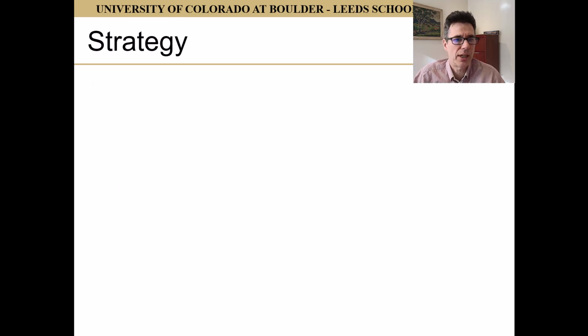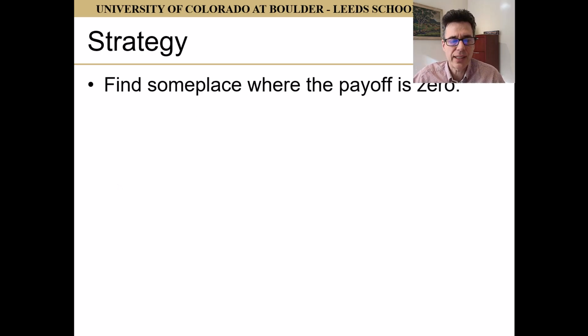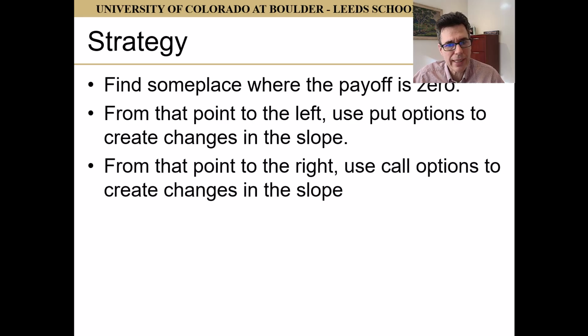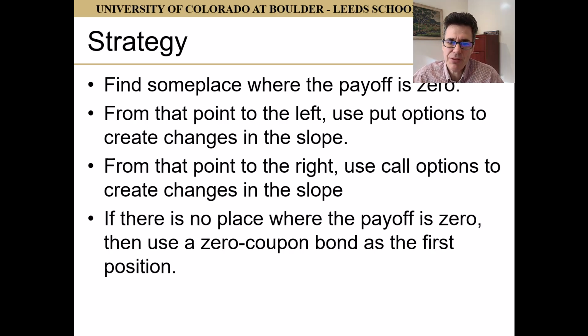So what's our strategy? Our strategy is find some place in the diagram where the payoff is 0. From that point to the left, use put options to create changes in the slope. From that point to the right, use call options to create changes in the slope. And then if there's no place where the payoff is 0, use a 0 coupon bond as the first position, effectively shifting the entire payoff up or down.